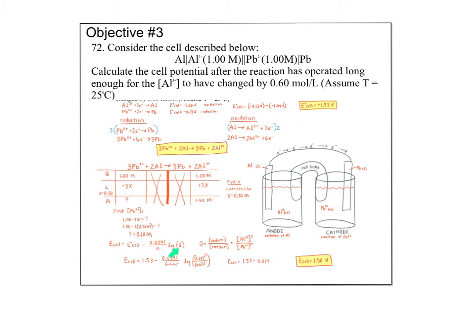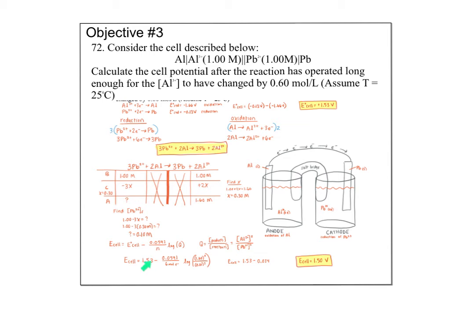So now we're going to use the Nernst equation. Q is my products divided by my reactants. I'm not worried about sneaky solids, so Al and Pb, we don't care about sneaky solids, so it's going to be Al3+ squared over Pb2+ to the third, okay?